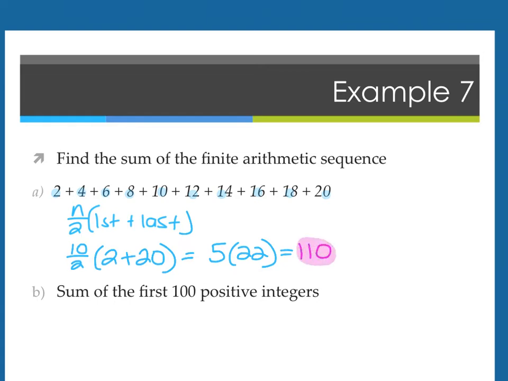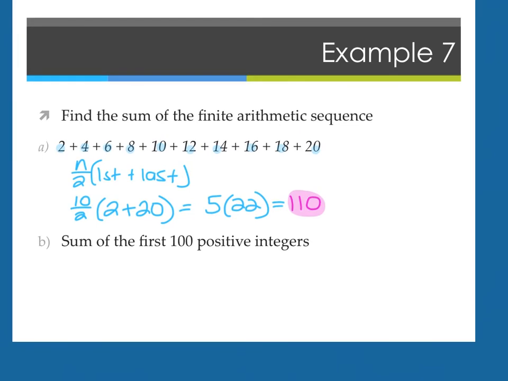And again, this time, probably not a huge deal to sit there and add them all up. But then you get something like B. Find the sum of the first 100 positive integers, where you would have to do 1 plus 2 plus 3 plus 4 plus 5 plus 6 plus 7 plus 8, all the way up to 100, okay? Which can be done, but is certainly going to take a lot of time. So it's way better to do it this way.